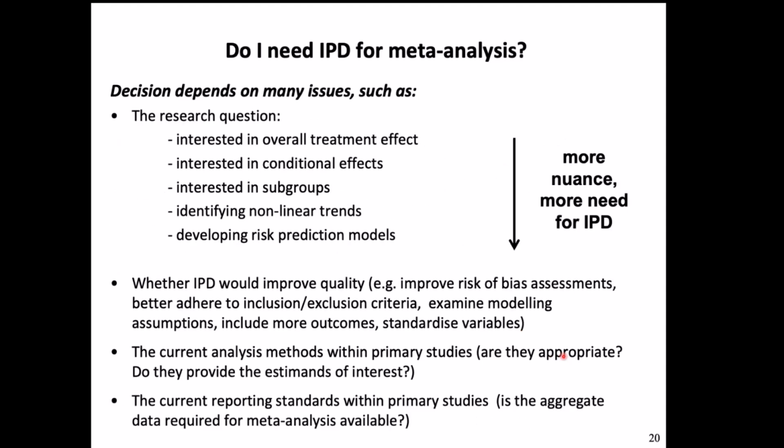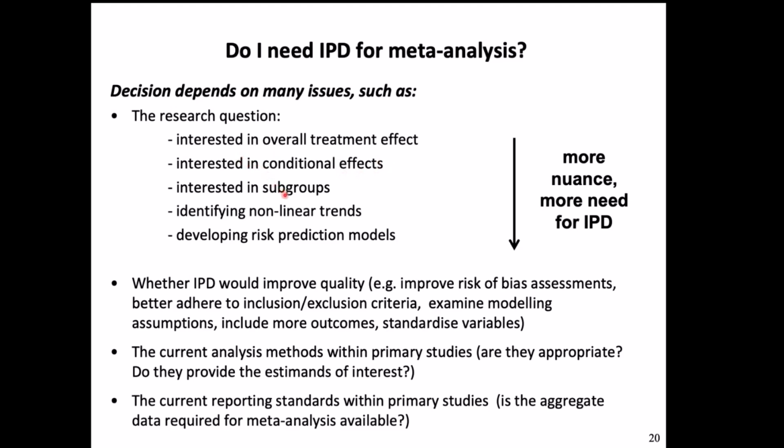So going back to that research question, like I said, I think the more nuanced your question is in terms of individual level relationships, the more the need for IPD, other things being equal. If you're interested in the overall treatment effects, a standard aggregate data meta-analysis, assuming the quality is fine and publication bias related issues are not particularly relevant, should be able to answer that. But even when looking at the overall treatment effects, if you want to condition on a few prognostic factors, then again, you probably can't do that without IPD.